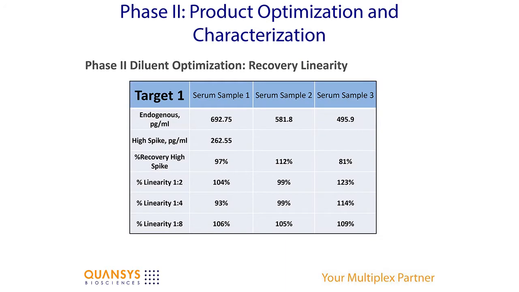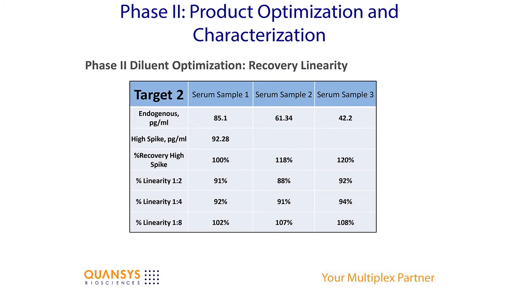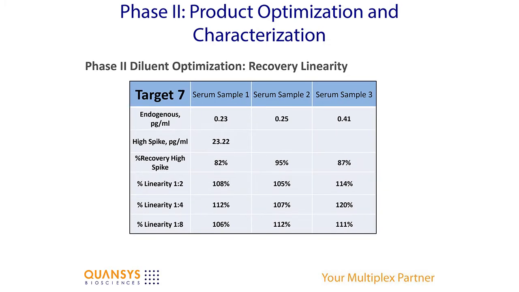but then we looked at spike and recovery and linearity. So here is target 1. Here are our endogenous levels that we saw in these 3 samples. We did a high spike. Here's the recovery we saw with those high spikes. And then here is the linearity once we diluted those samples down for target 1, target 2, target 7. So all of these look really, really good in terms of recovery and linearity.